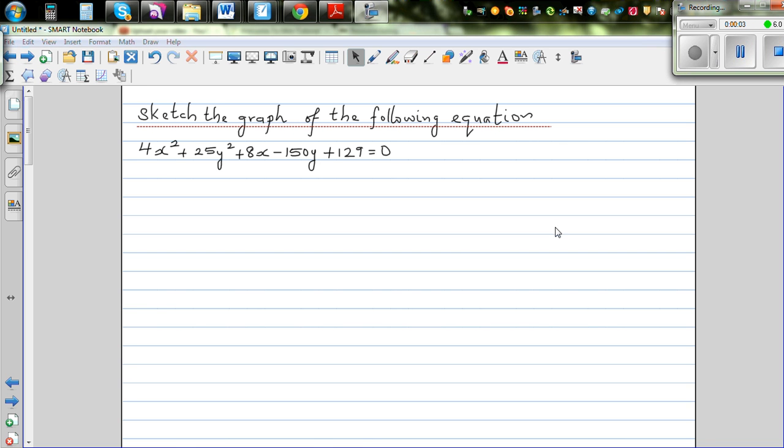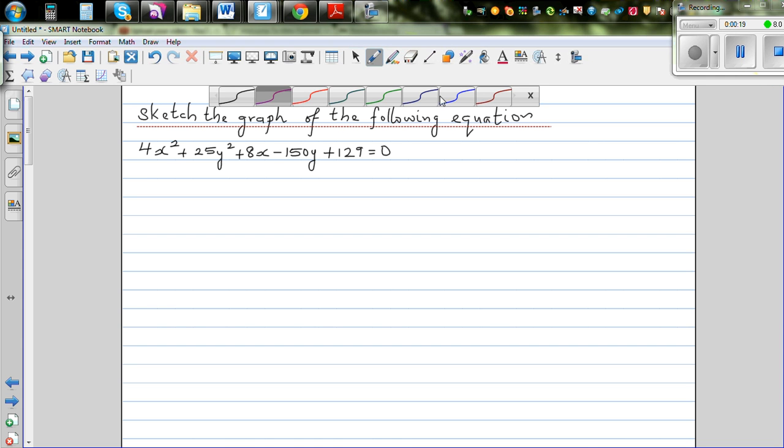Sketch the graph of the following equation. The equation is 4x squared plus 25y squared plus 8x minus 150y plus 129 is equal to 0. Before we sketch, we need to determine the type of the equation. The method that we're going to use is the completing the square method.